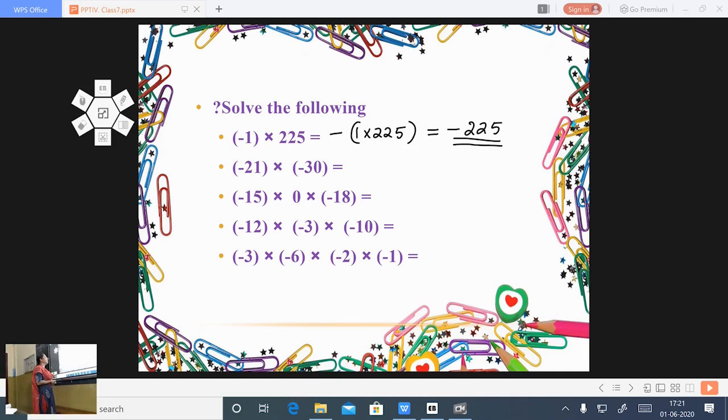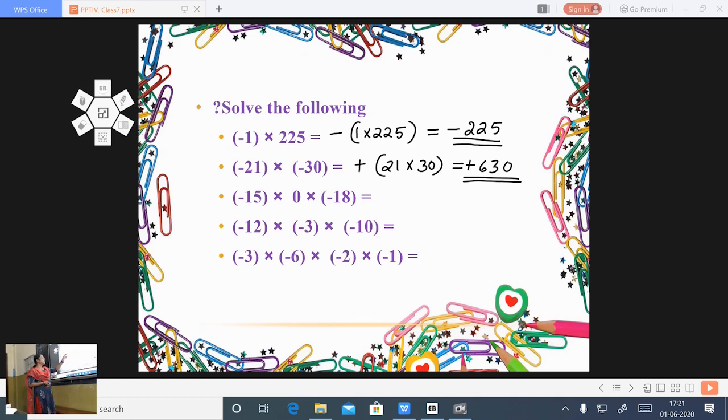Second one, minus 21 into minus 30 is equal to. First multiply them as whole numbers, that is 21 into 30. Then both are negative, so the product will be positive. This is our second case. Second case means multiplication of two negative integers, so the answer will be positive. Multiply 21 into 30, you will get 630. Positive 630. Okay. Next one.